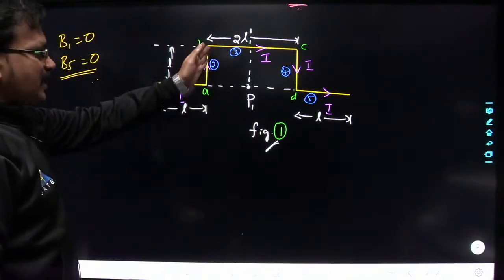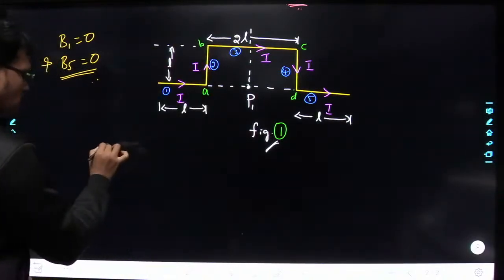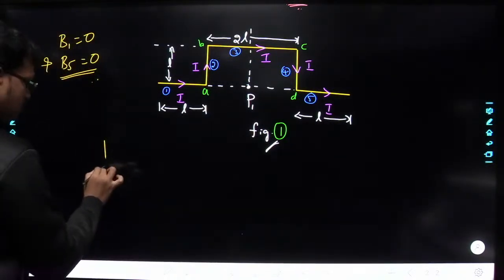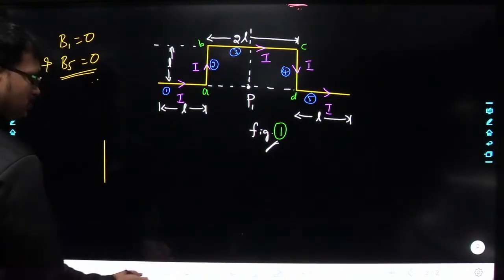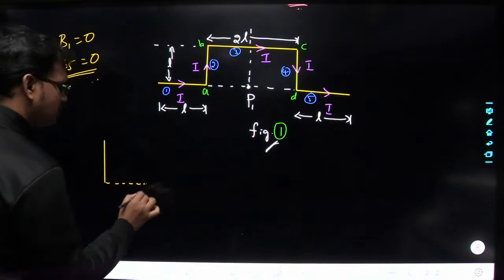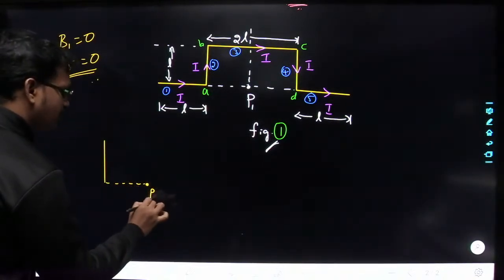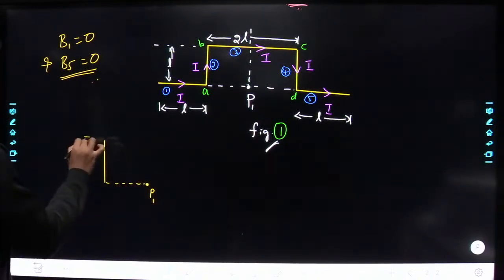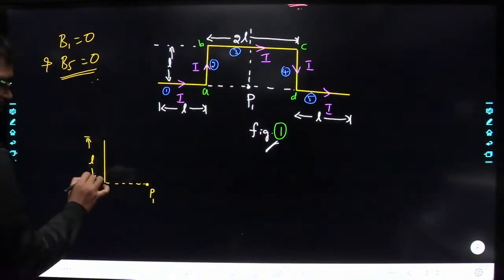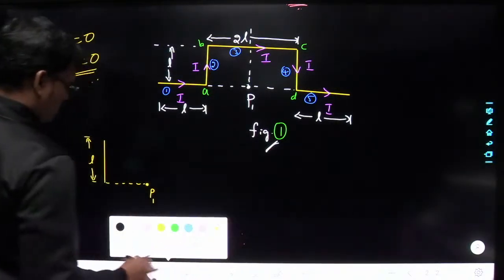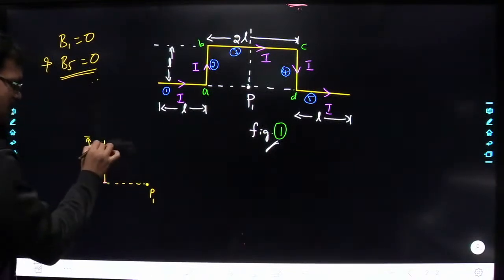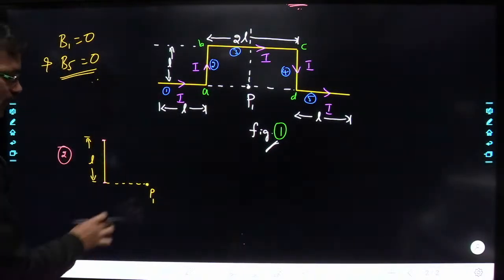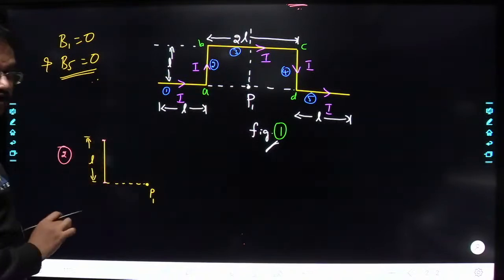Now next consider the second section. So how is it looking? This is the second section, right? You have to determine the B field at this point P1. This length here is L, which is what they have given. This is one end of the second section, and this is the other end of the second section. So you have to determine the B field at point P1, understood?